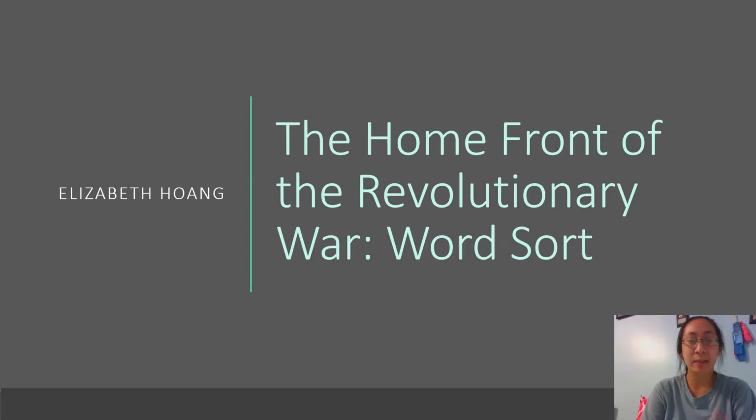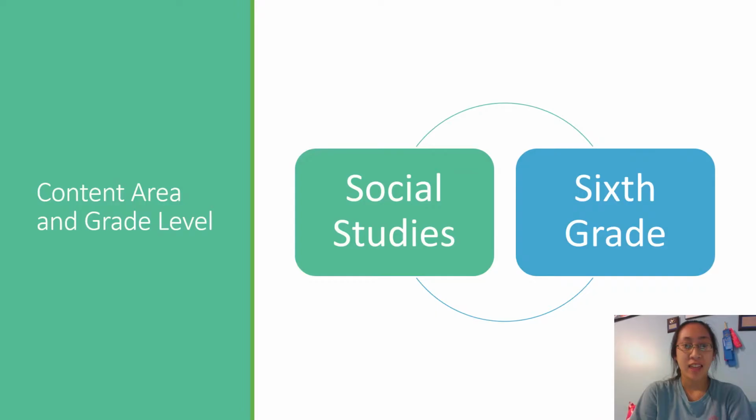Hi you guys, my name is Elizabeth Hong and I am doing my vocabulary strategy on the book called The Home Front of the Revolutionary War by Paul Cattell. The strategy that I will be using today is called Word Sort. The content area and grade level of the book is social studies and the grade level is 6th grade.